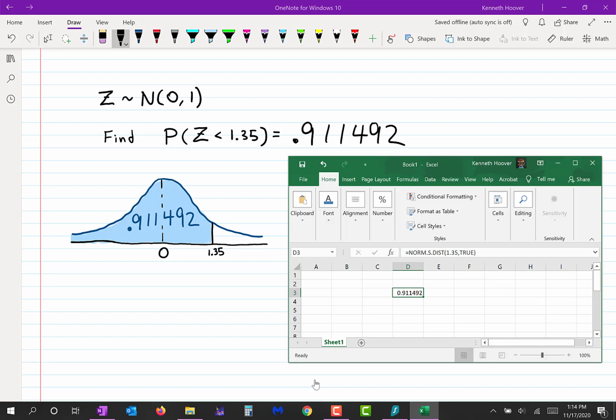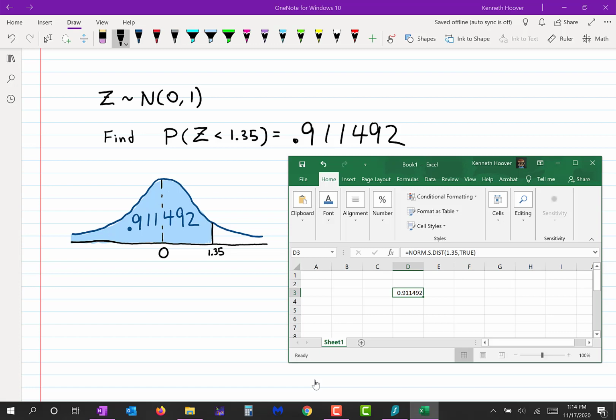Something else that's a benefit of using Excel is the answers are more precise, meaning it gives you further decimal places. So that means that there is less rounding off. And so that's better as well.